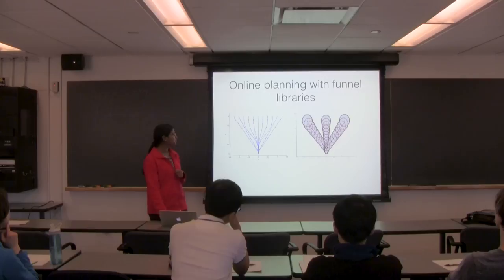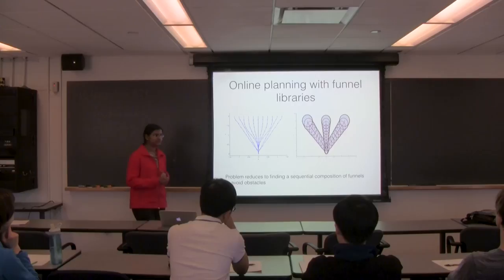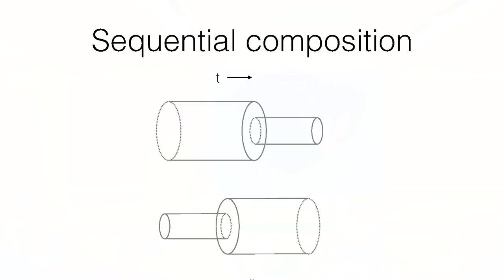So you cannot always compose funnels. There are some compositions that are legal and some that are not. Consider this example, taking time going from left to right. You have a situation where you're trying to compose a bigger funnel with a smaller funnel, and another situation where you're trying to compose a smaller funnel with a bigger funnel. A funnel is called a region of stability. So which of these combinations do you think is a legal composition, or which is illegal? By legal or illegal, I mean which of these guarantees the safety properties that you want?